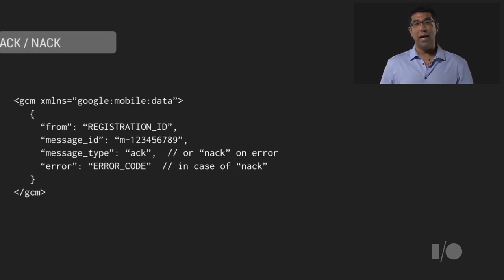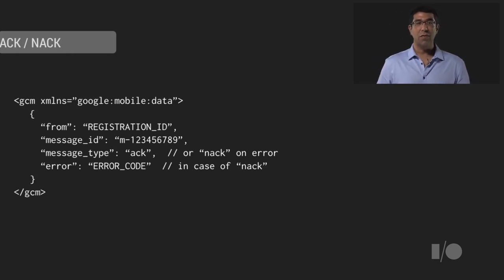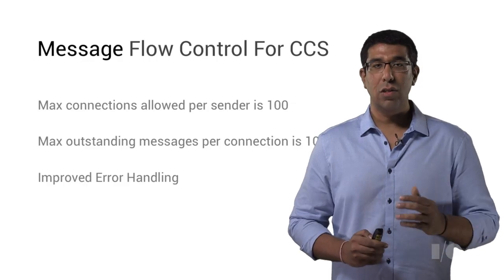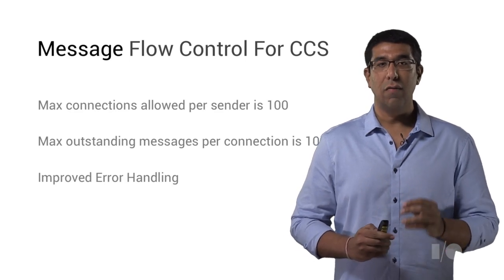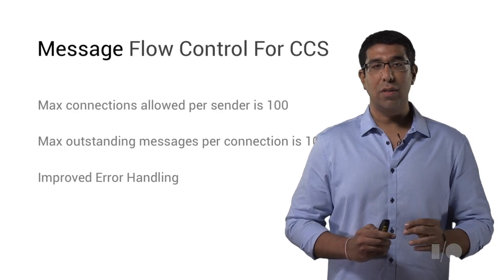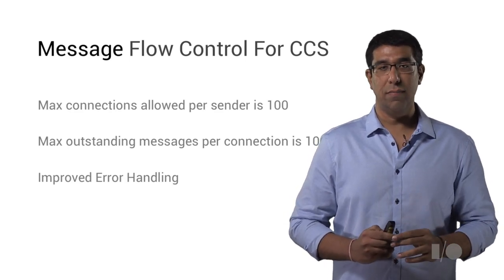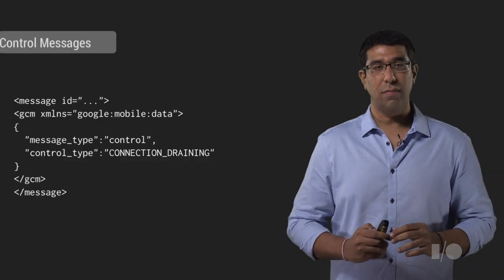Let's take a look at what an ACK or a NACK for this message looks like. Message type would indicate an ACK or a NACK. In case of a NACK, there is an error code to describe what went wrong. So when you're implementing a CCS connection, here is what you need to know. We allow a maximum of 100 connections per sender, and the maximum outstanding messages per connection is also 100. Our improved error handling lets you know more precisely what went wrong.